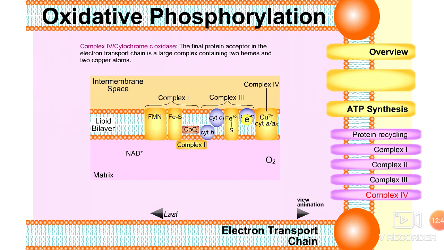Next, complex 4, cytochrome oxidase. The final protein acceptor in the electron transport chain is a large complex containing two hemes and two copper atoms. Here, from cytochrome C to complex 4, which is cytochrome A and A3, the electrons finally reach oxygen, which combines with the protons to form a water molecule.